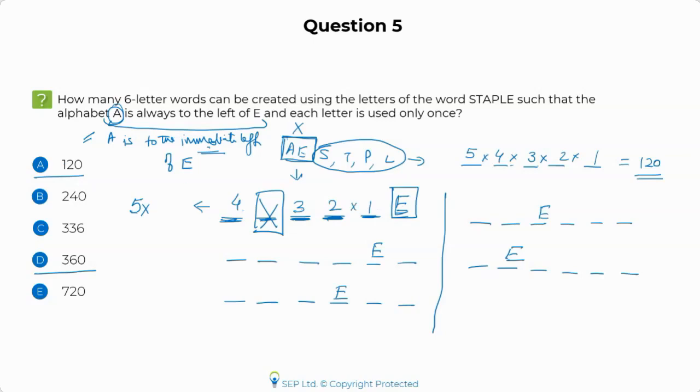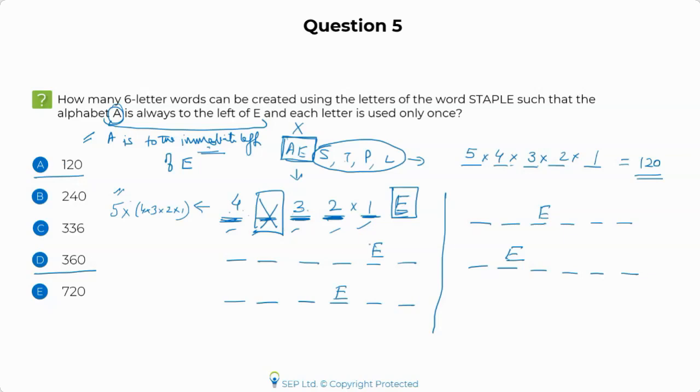So you will have 5 ways for placing A, and then 4, 3, 2, 1 ways to place the remaining 4 letters in the 4 spaces that are left after placing A and E. So this 5 takes care of the various ways in which A can be placed in these 5 spaces. Once I have placed A, the remaining 4 spaces can be filled in any of the 4 ways. I'm reiterating this because it's very important for you to understand that.